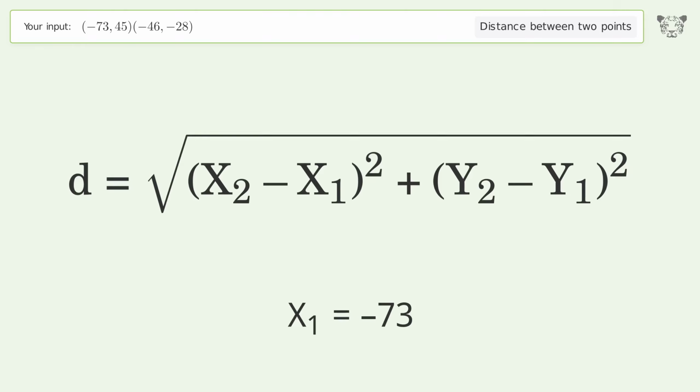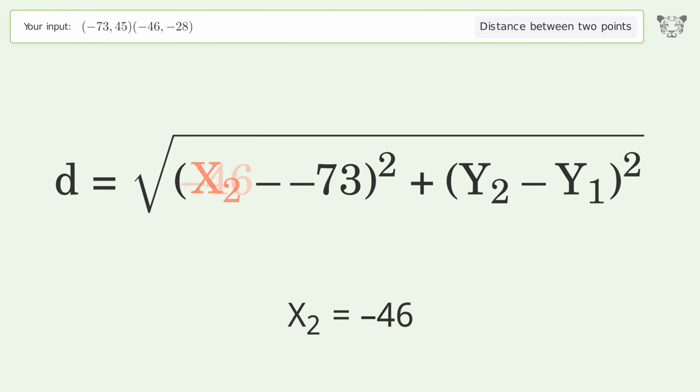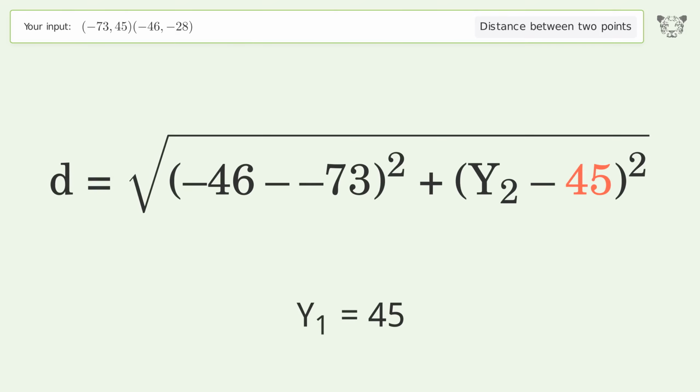x1 equals negative 73. x2 equals negative 46. y1 equals 45. y2 equals negative 28.